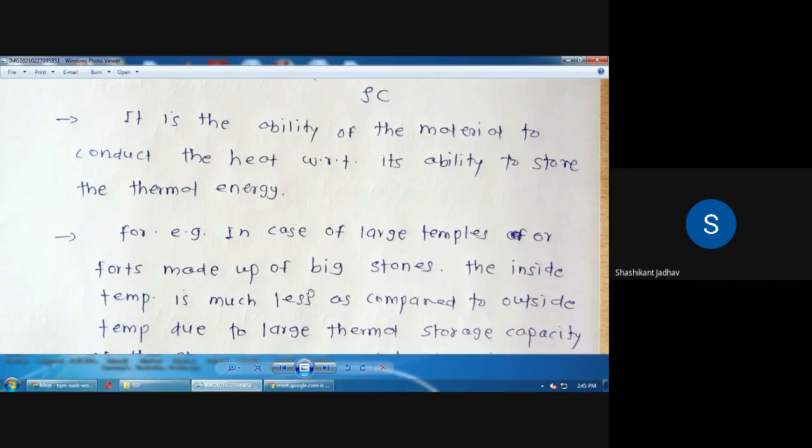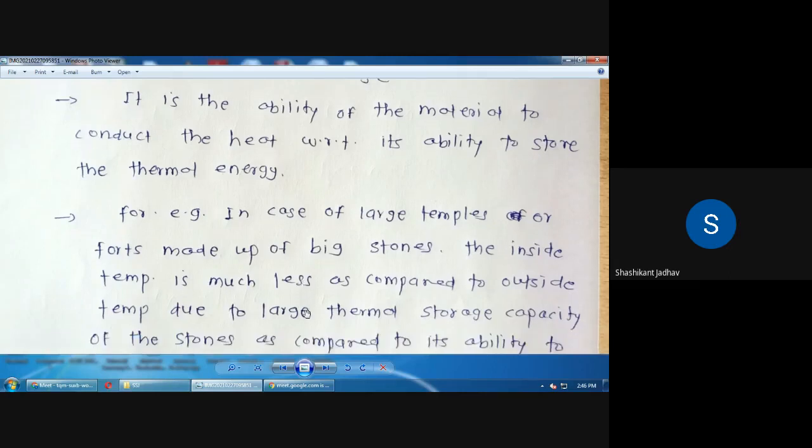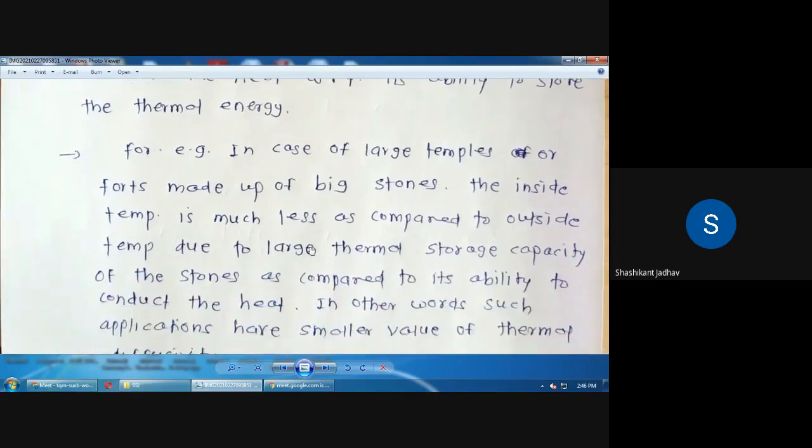Because that stones will store the heat, as maximum heat is stored in the stone as compared to the heat conducted into the temple. So because of that, whatever the big stones we have to use in the forts and the temples having काय असणार आहे? थर्मल डिफ्युजिव्हिटी काय असणार आहे? थर्मल डिफ्युजिव्हिटी स्मॉल असणार आहे. ओके, सो राइट डाउन द एक्झाम्पल.